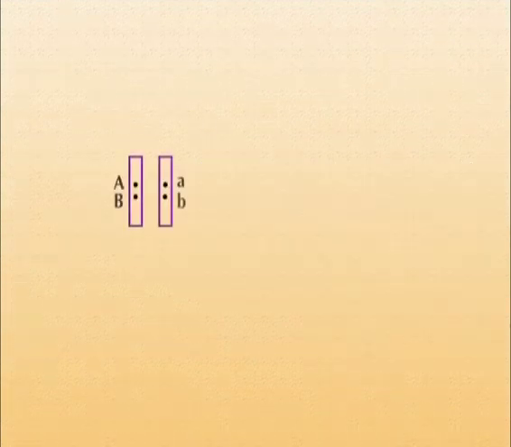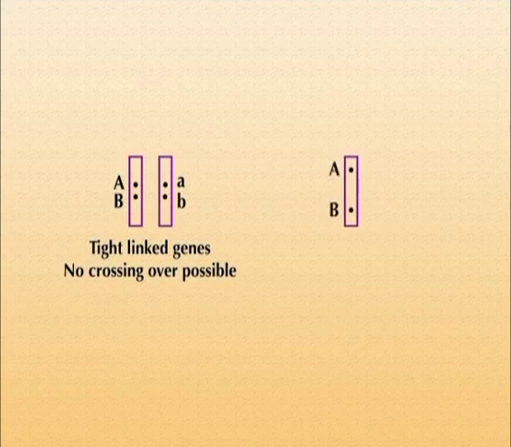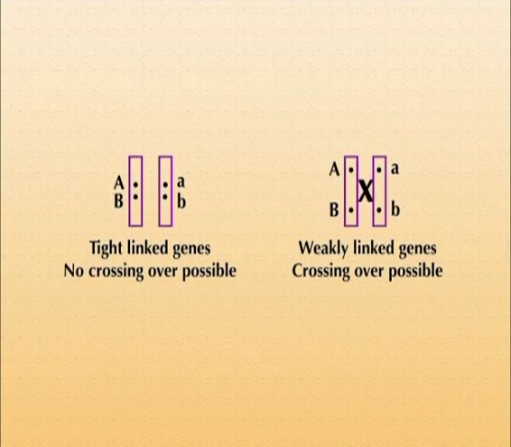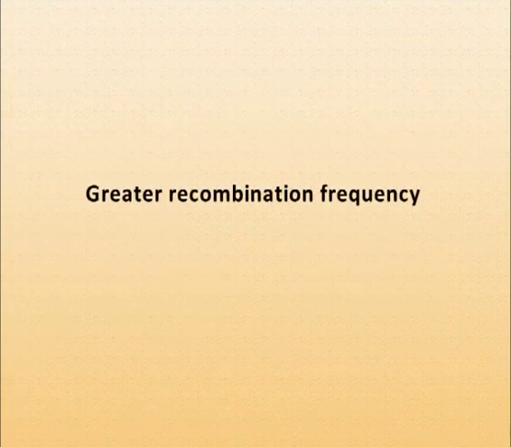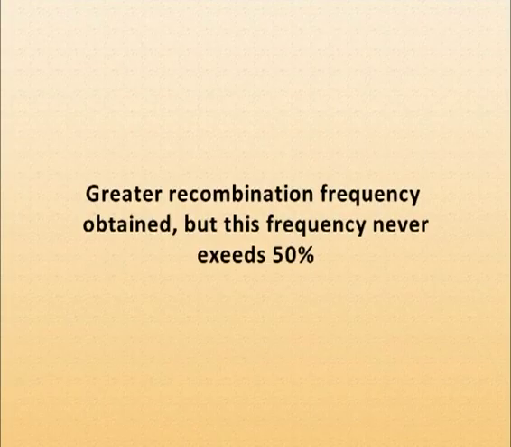Tightly linked genes seldom recombine, that is, crossing over hardly occurs between such genes, and hence a low recombination frequency is obtained in a test cross. On the other hand, genes that are loosely linked, that is, which are far away on a particular chromosome, recombine frequently, that is, crossing over occurs frequently between them, and hence a greater frequency of recombinants is obtained due to crossing over. But this frequency never exceeds 50%.